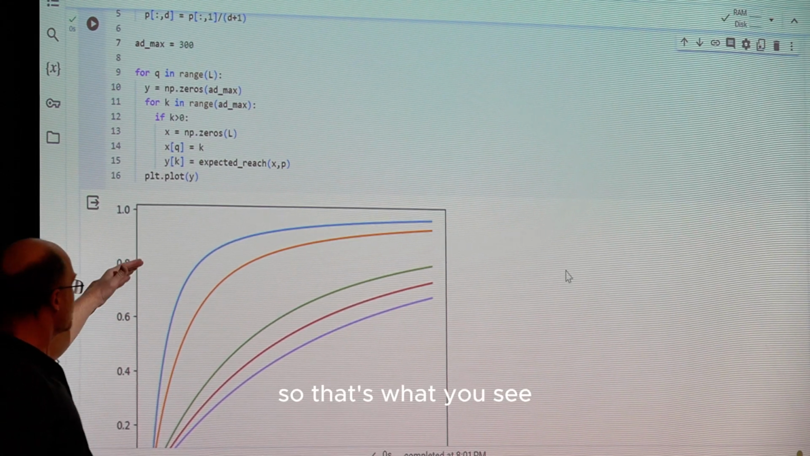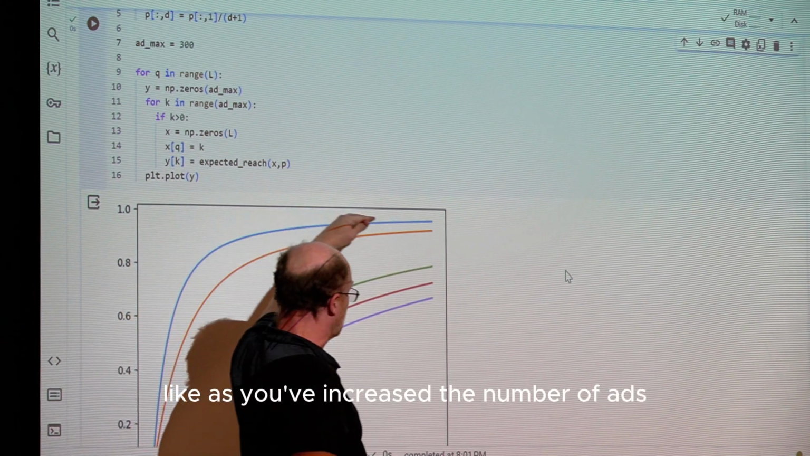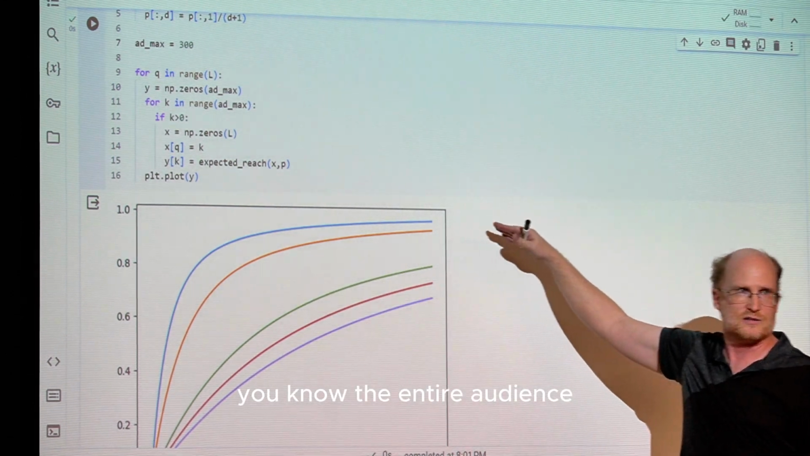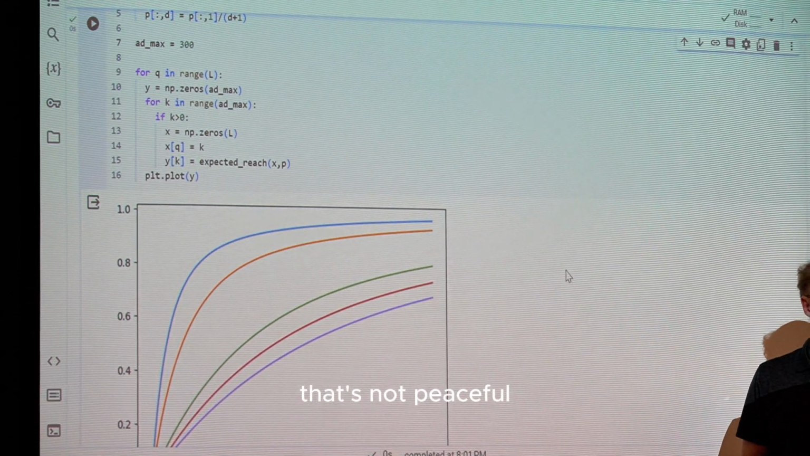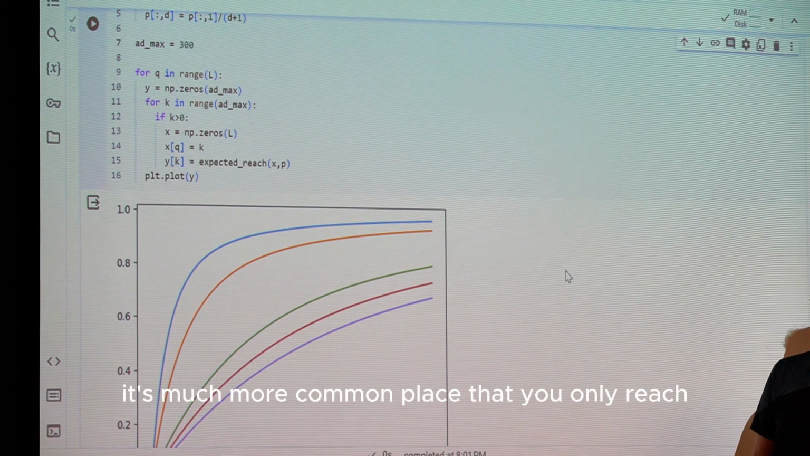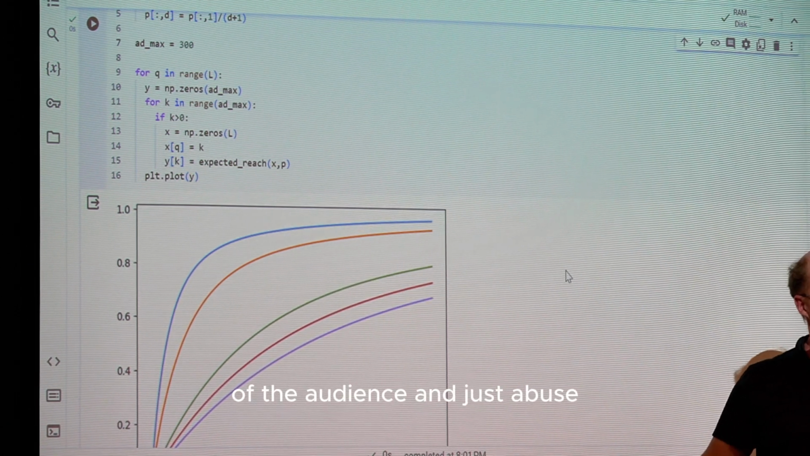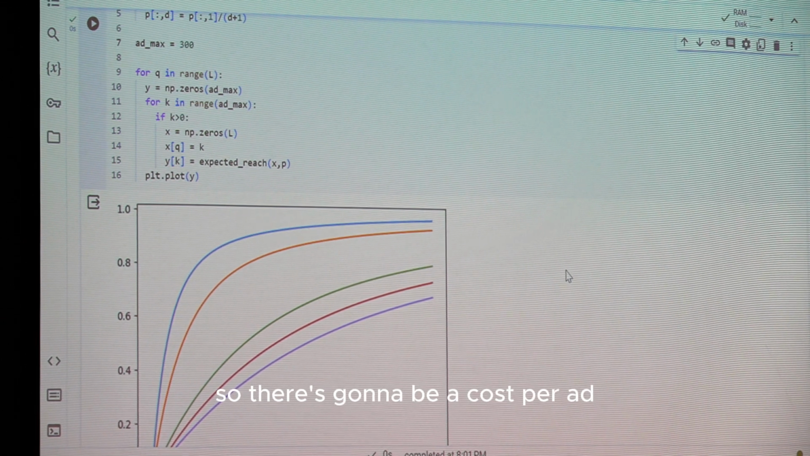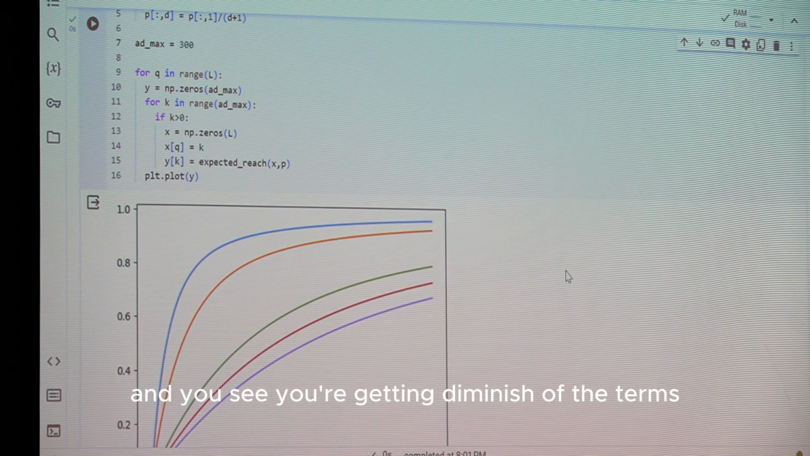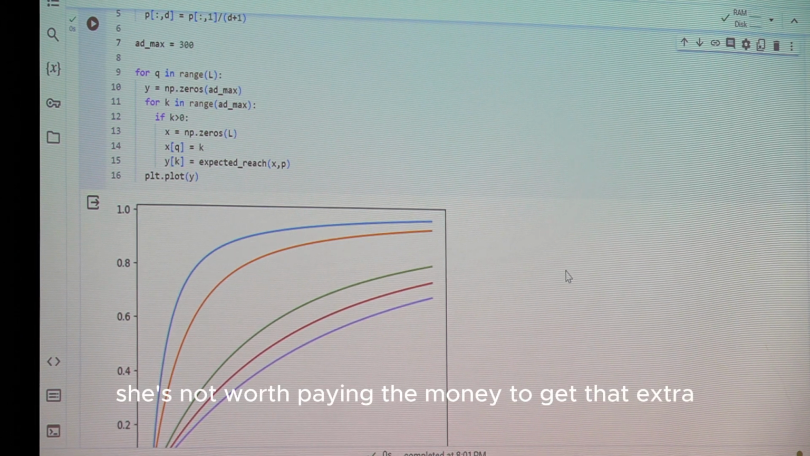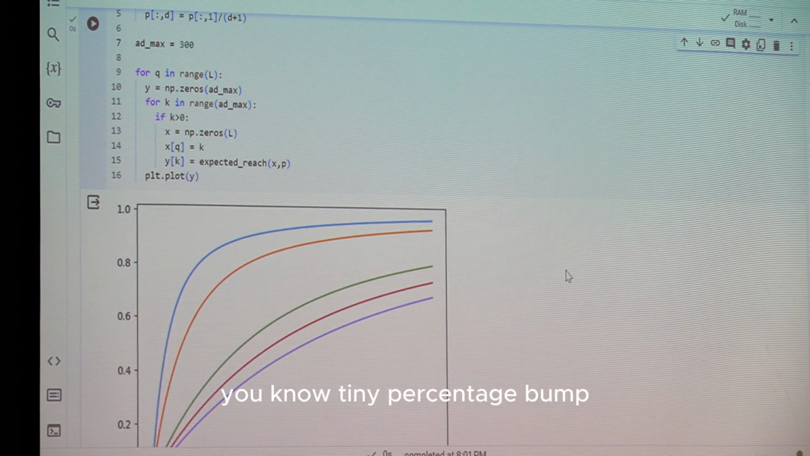Okay. So that's what you see. As you increase the number of ads, you're eventually going to reach the entire audience, right? But of course, that's not feasible. It's much more commonplace that you only reach a few percent of the audience. There's going to be a cost per ad, and as you see, you're getting diminishing returns. At a certain point, it's just not worth paying the money to get that extra tiny percentage bump, right?